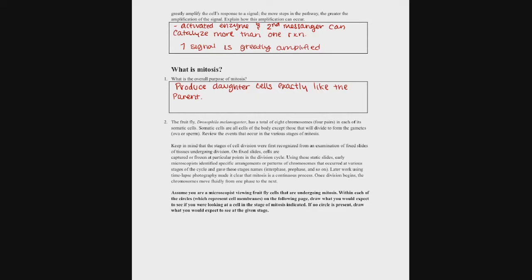So first, the cells duplicate their chromosomes, and then the chromosomes are equally divided amongst the daughter cells, and each has the same number and kind of chromosome.